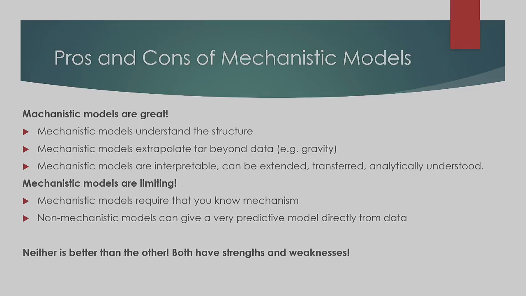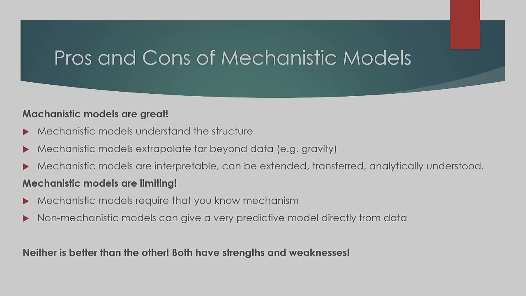So mechanistic models are great, but they are very limiting because the first thing that you need for a mechanistic model is you need to know the mechanism. And what was the mechanism for how the movies that you've watched in the past are going to change what movie you're going to watch in the future? The recommendation problem in Netflix. Where do you even start with building a differential equation for that? If you don't know anything about the mechanism, you just can't do mechanistic models.